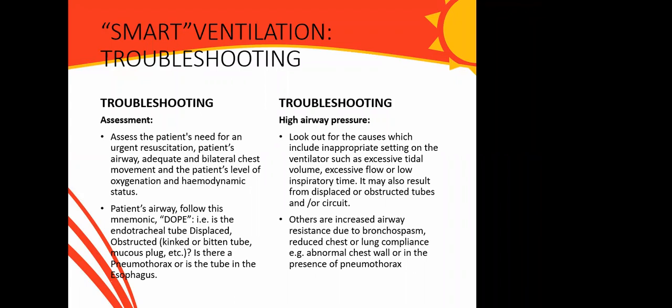In assessing the patient's airway, follow this mnemonic we call DOPE. You want to check the endotracheal tube: is it displaced? It could have gone endobronchial, or you have accidentally extubated the patient. Is your tube kinked, or is the patient biting on the tube? Most of the time, I always have an oropharyngeal airway in all my intubated patients. Is there a pneumothorax, iatrogenic or one the patient came with, or is the tube in the esophagus? So always DOPE your patient's airway in assessment.